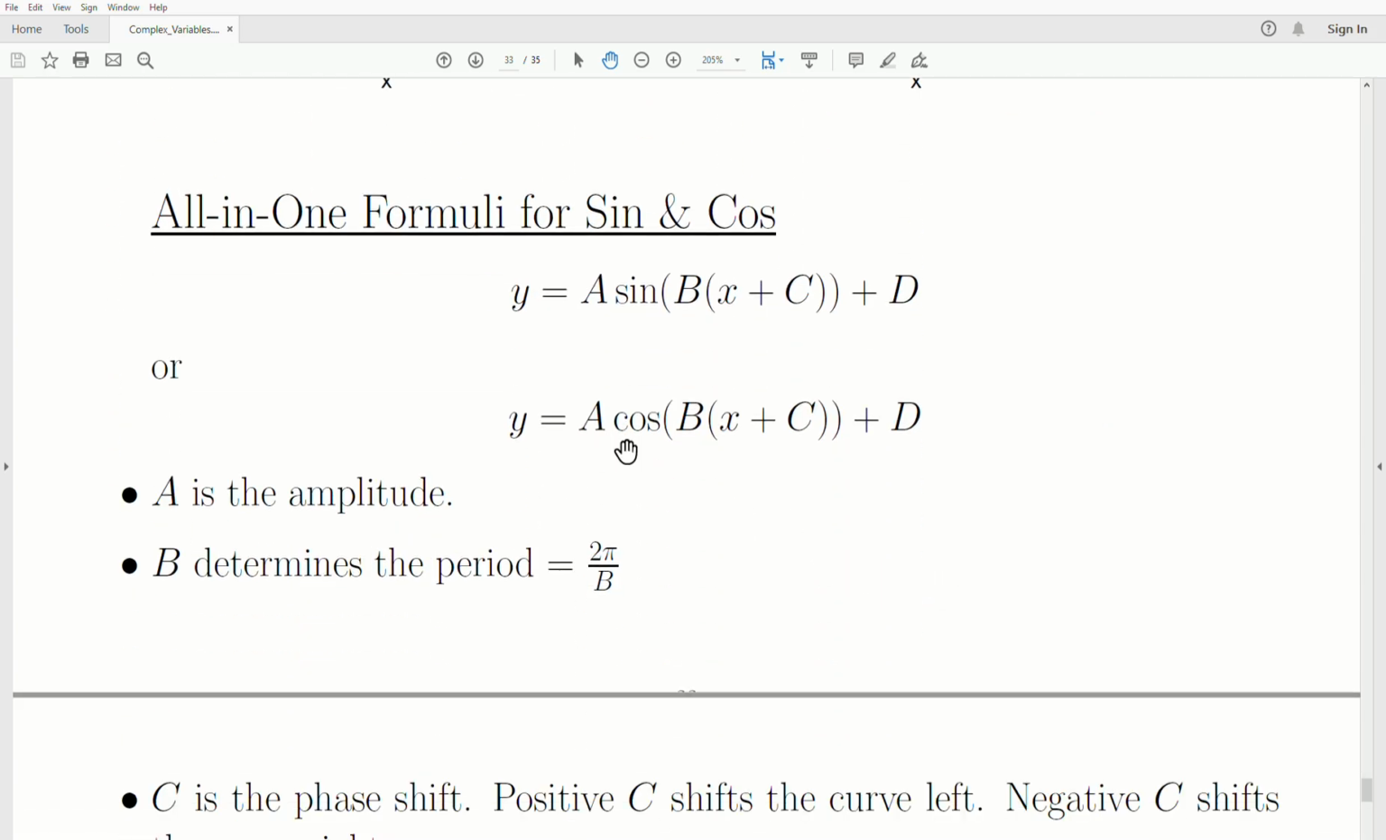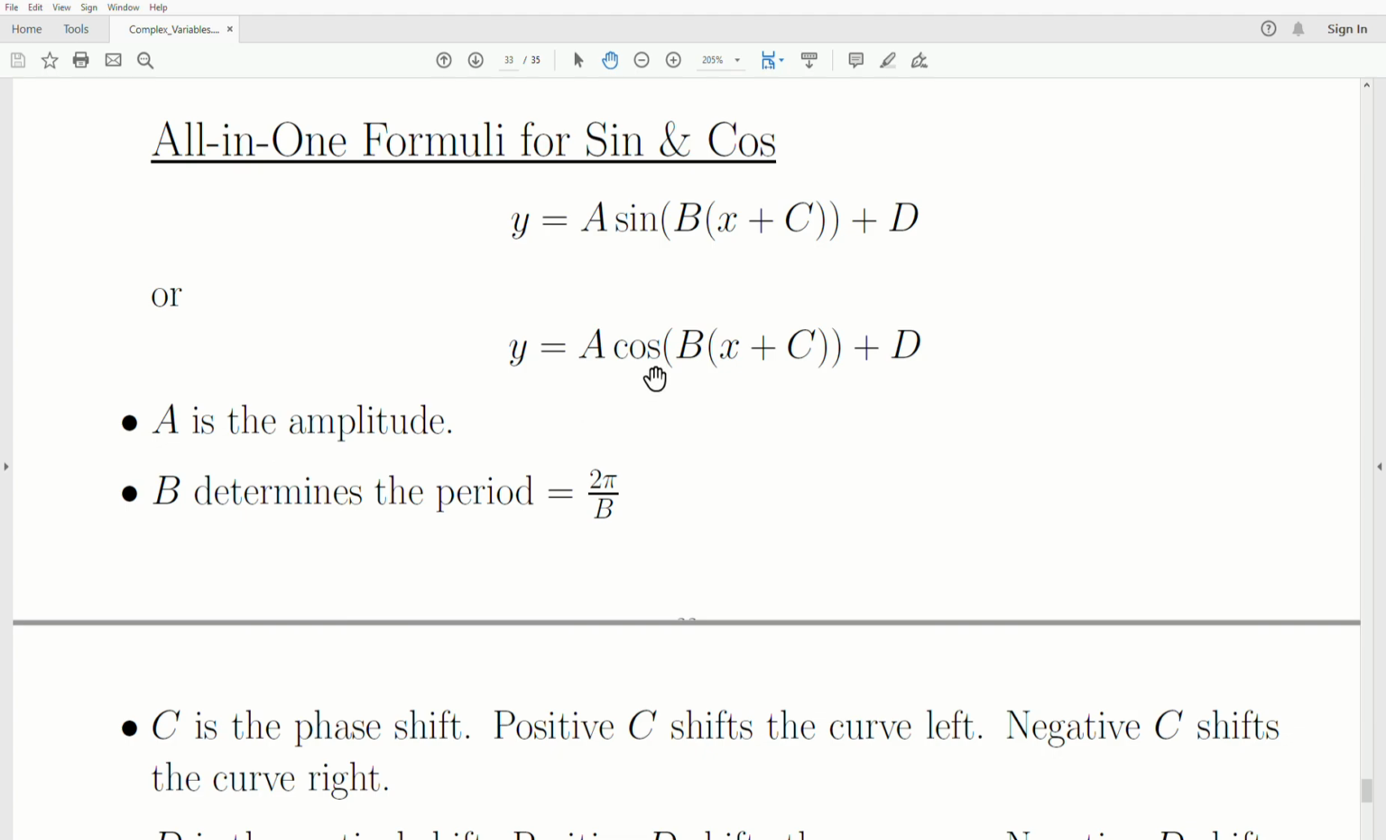So the all-in-one formula for the sine and cosine function is this: y equals a times the sine of b times x plus c, plus d. And it's very similar if you just use the cosine function. But a in this formula is the amplitude, the min and max distance.